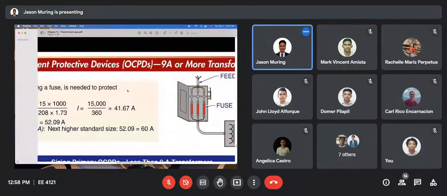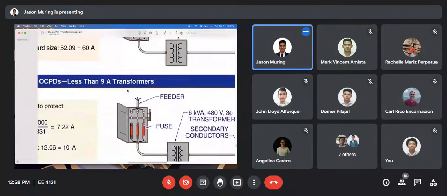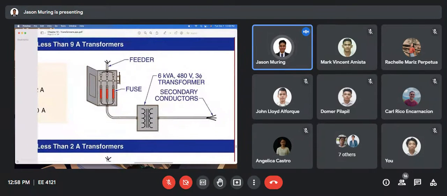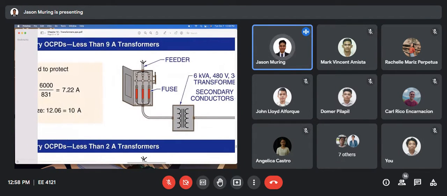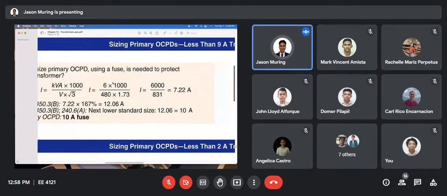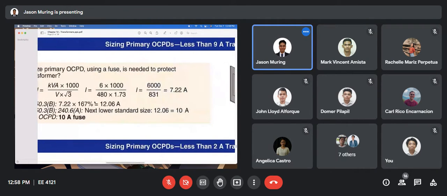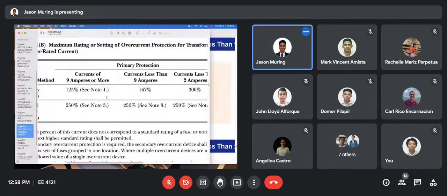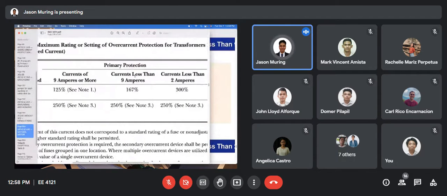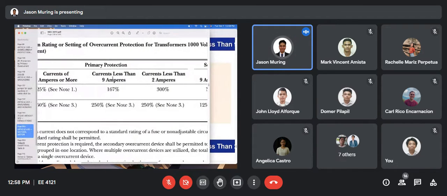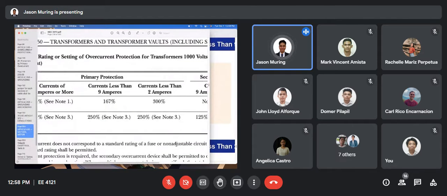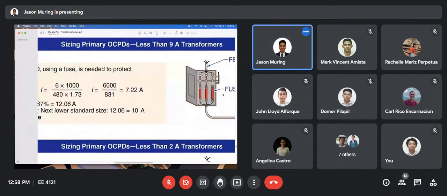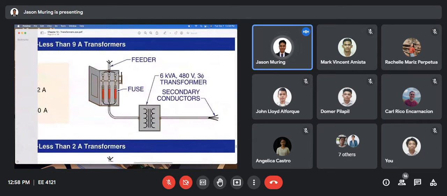Then how about here? This transformer is 6 kVA, then this is the voltage. If we calculate for the current, this is still three phase, so the current is 7.22. Based on this, 7.22 is less than 9 amperes, but it is not less than 2 amperes, so it belongs here. So we use this 167%, since we are still going to solve for the primary protection alone. Yes, only the primary protection.